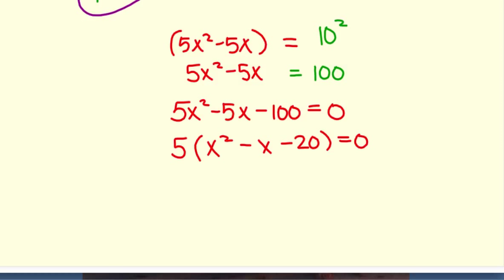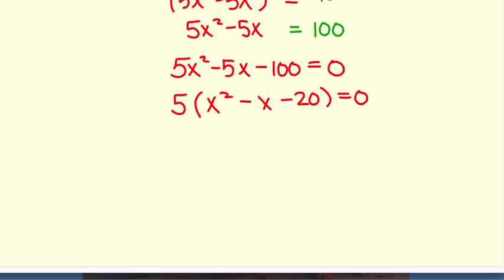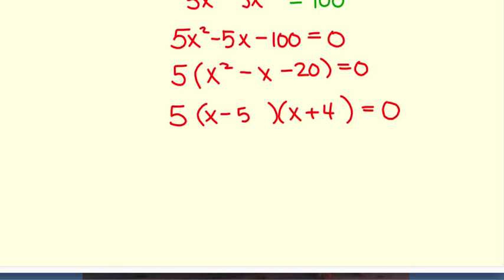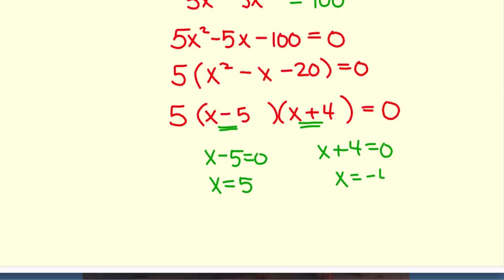Now we look inside the parentheses. I can factor that. It's a trinomial with leading coefficient of 1. So I'm going to use the chart method. What are the factors of negative 20 that add to negative 1? Well, that's negative 5 and positive 4. Now I use the zero product property. I set this equal to 0 and that equal to 0. So x minus 5 equals 0 and x plus 4 equals 0. Add 5 to both sides. Subtract 4 from both sides. Now we get two answers.